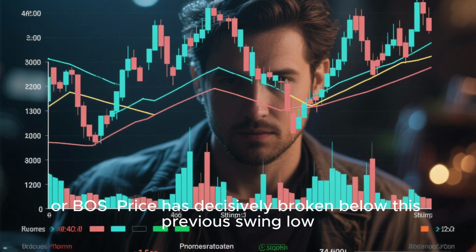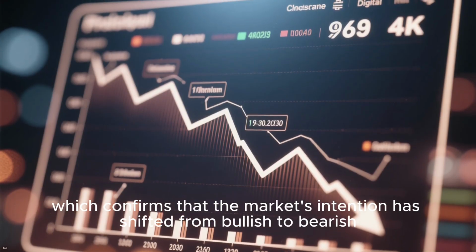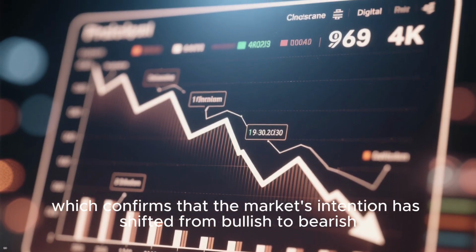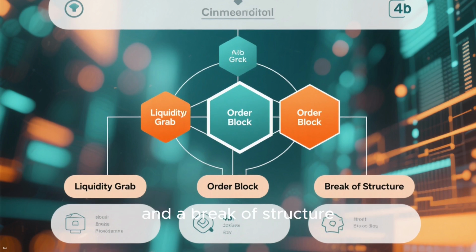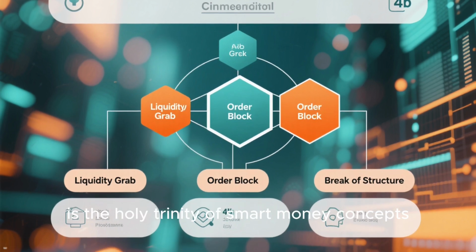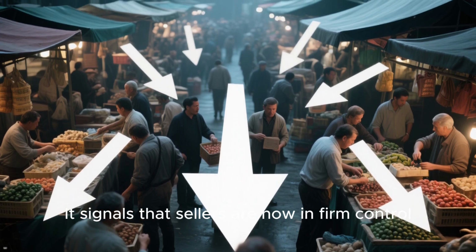Price has decisively broken below this previous swing low, which confirms that the market's intention has shifted from bullish to bearish. The combination of a liquidity grab, an order block, and a break of structure is the holy trinity of smart money concepts. It signals that sellers are now in firm control.